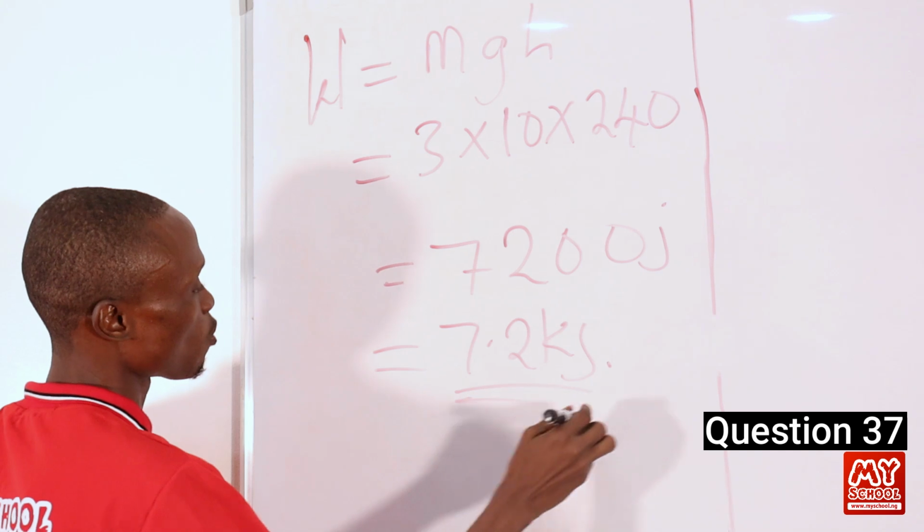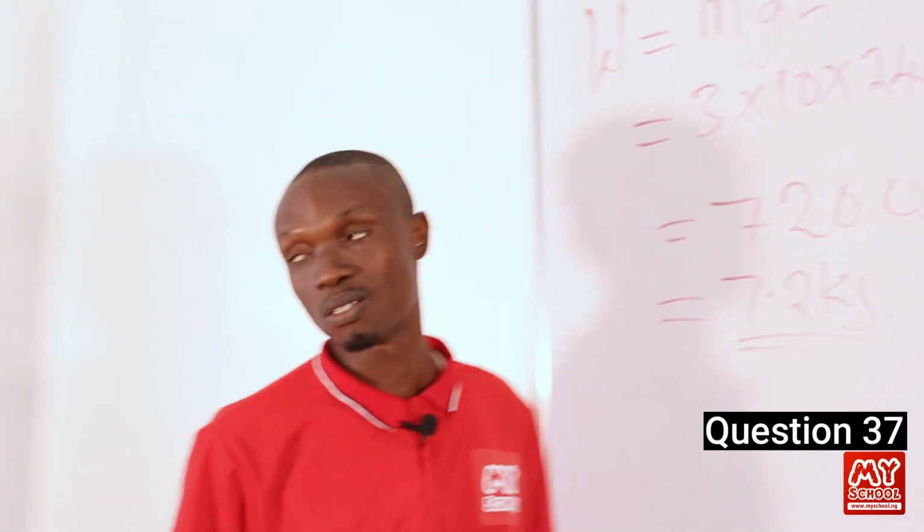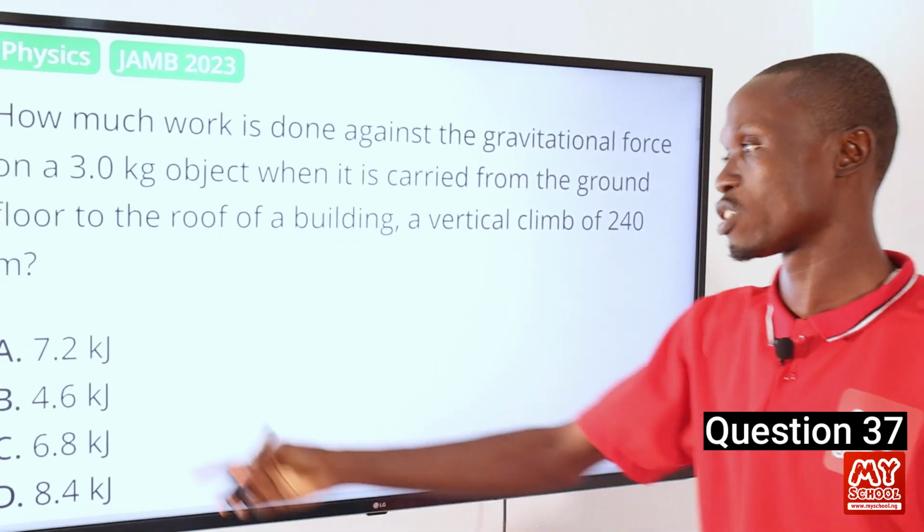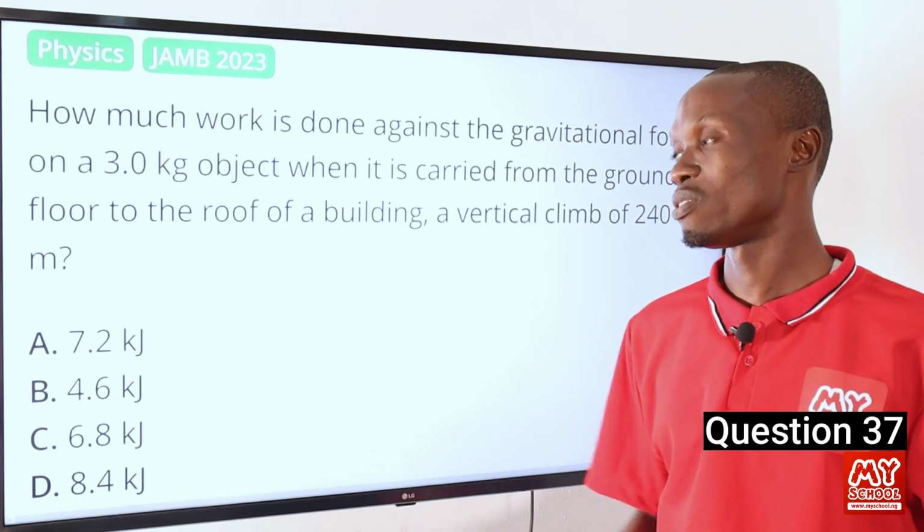Let's move over to the screen to pick the correct option. From our calculation, we got 7.2 kilojoules, which is option A. So option A is the correct option.